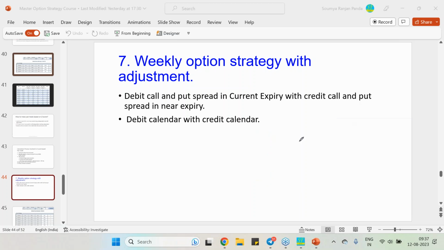Knock-in and knockout option, what is there? The moment the underlying asset touches one price, that particular option will get exercised. Immediately it will get exercised. It won't wait for the expiry to happen.